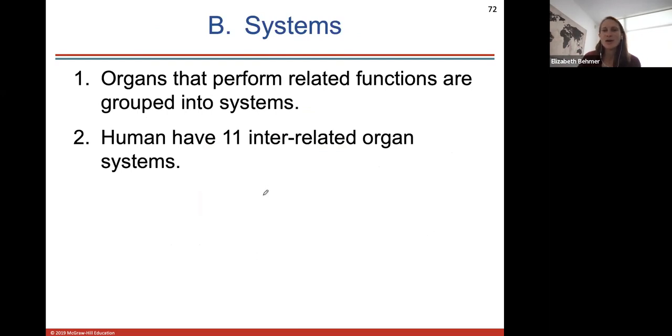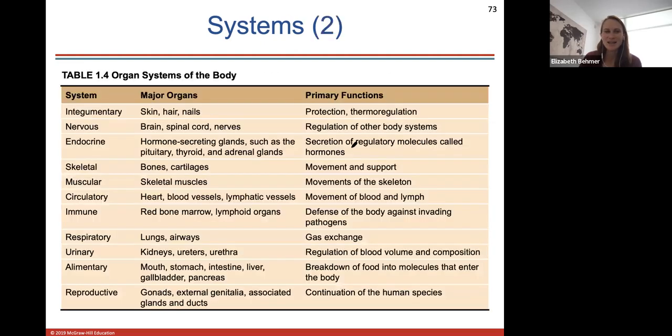Organs that perform related functions are grouped into systems, and we have 11 interrelated organ systems in the body. You should review these organ systems of the body. You should have a very good understanding of the main organs in these 11 organ systems, and you should review what their primary functions are. This, again, I'm hoping is a review from anatomy.